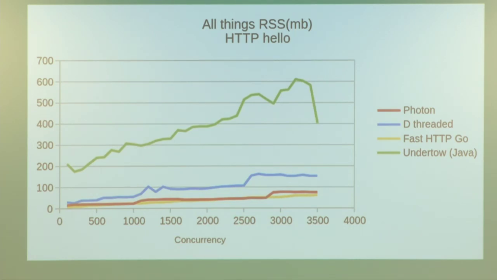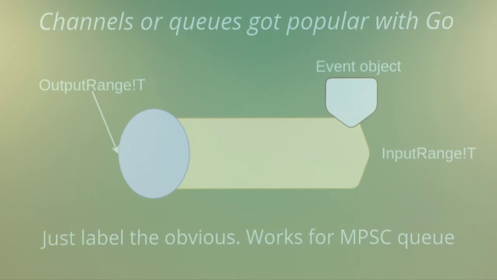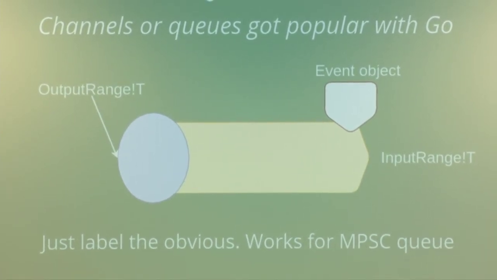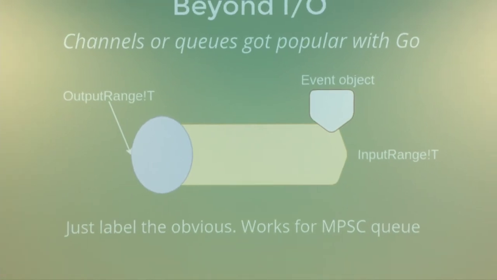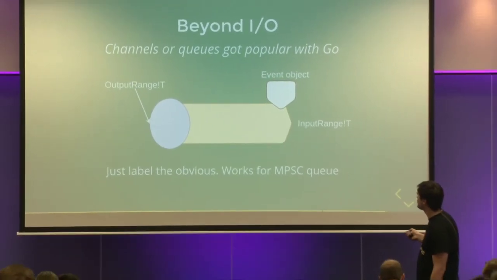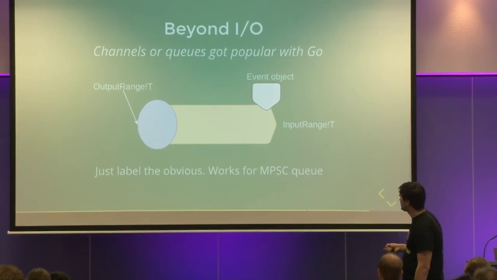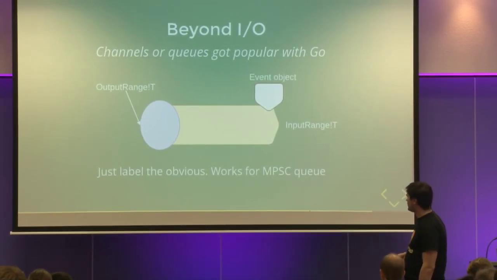All right. So we're getting to things beyond I/O, things that are not really done yet, in any good measure of done. And the thing here is channels, synchronization by communication, the favorite pattern of a certain language that I will not name. If you look at it from the D side, it is just some kind of thing that has an output range interface and an input range interface, and maybe some kind of thing to wait on it. And that's it. I mean, this is a channel. And I'm just labeling the obvious in D terms.